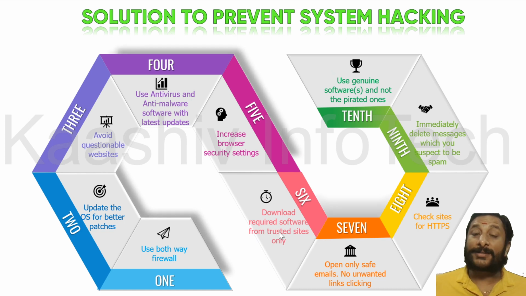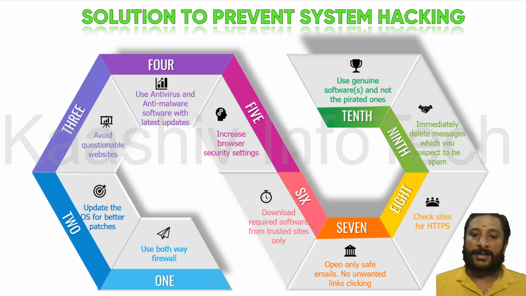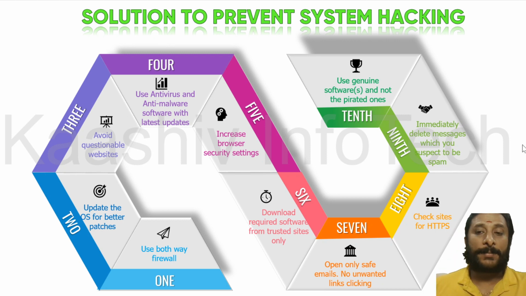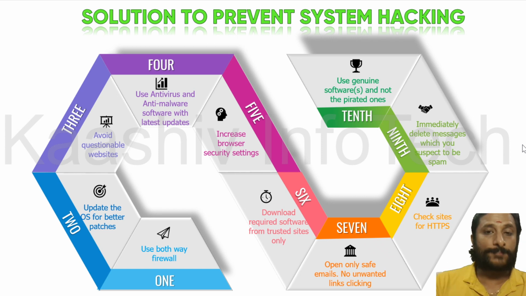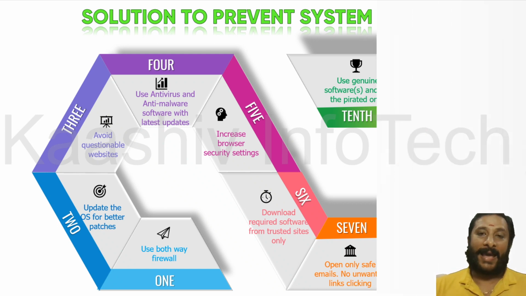Download software from trusted sites. Don't download any software from untrusted sites. Open only safe mails, and check sites for HTTPS. So HTTP, don't open it; HTTPS, yes, open it. Check whether the site is HTTPS or not, and delete the messages which you suspect as spam. Don't open them. Only use genuine software. Don't use pirated ones, because via those they will try to enter the system. Okay, these are the solutions to prevent system hacking.